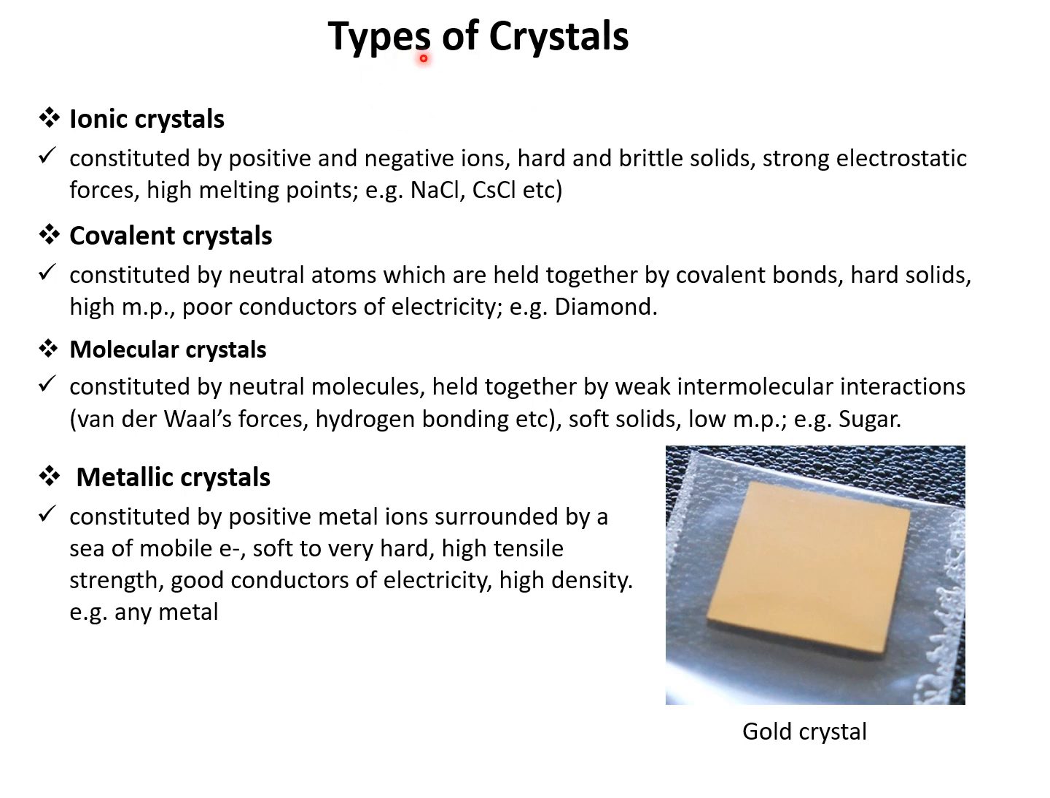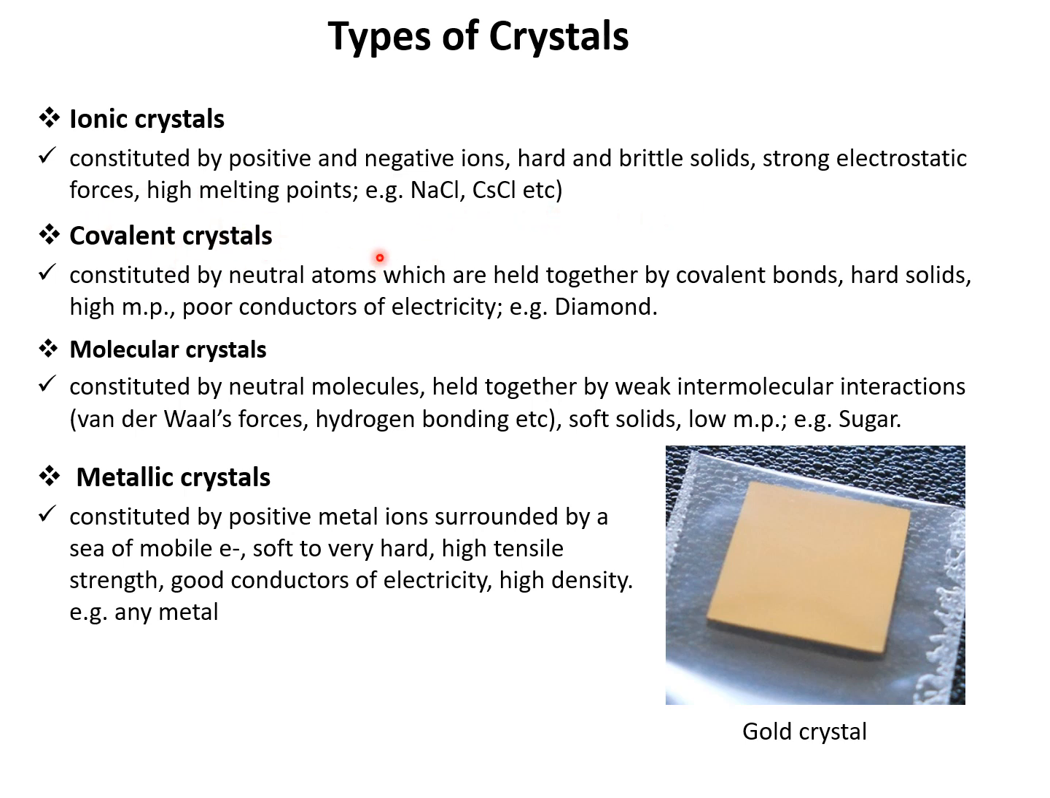Then let us see about the different types of crystals: ionic crystals, covalent crystals, molecular crystals, and metallic crystals. In case of ionic crystals, they have positive and negative ions, highly hard and brittle, strong electrostatic forces. Since they have strong electrostatic forces, it's very difficult to melt them, so high melting point. Examples: sodium chloride, cesium chloride, and so on.